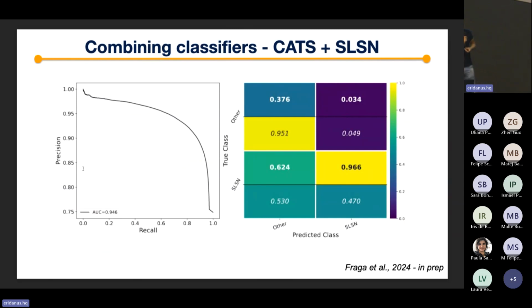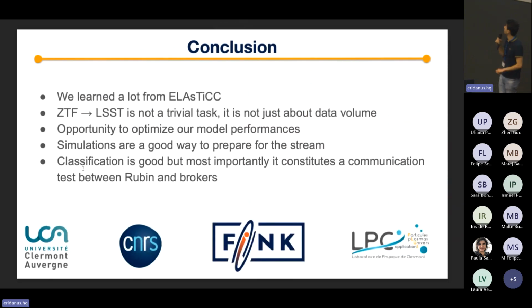We can see that the purity goes up to 96.6%, so really crazy high, which means that if we combine both classifiers, we are basically certain of our classification if it says it's superluminous. But again, it's at the expense of efficiency. So all these choices are made by the expert, who knows what he wants, and if he wants more completeness or more purity. Okay, so conclusion.